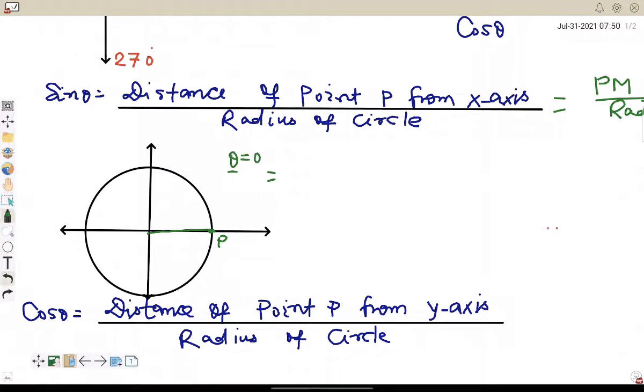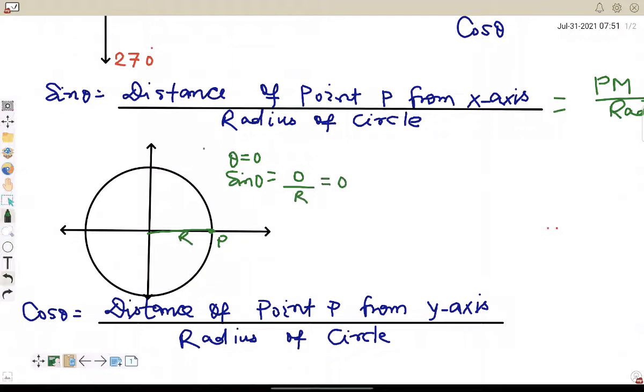So what is the value of sine 0? If you want to measure the value of sine 0, then you can check the distance of point P from the x-axis, which is equal to 0, and in each and every case our radius is capital R. So 0 upon R is equal to 0.